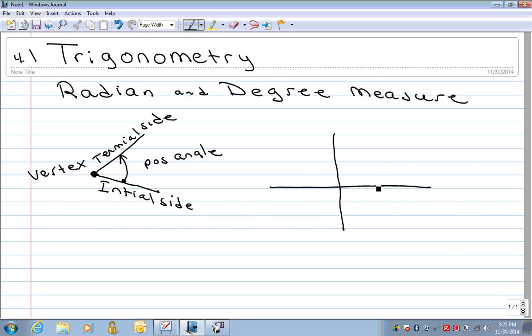We would begin here, and this would be our initial side, and we would rotate counterclockwise, which is a positive rotation. That would just be considered the center, and this would be your terminal side. So this would be the initial, and this would be your terminal. And this happens to be a positive rotation.